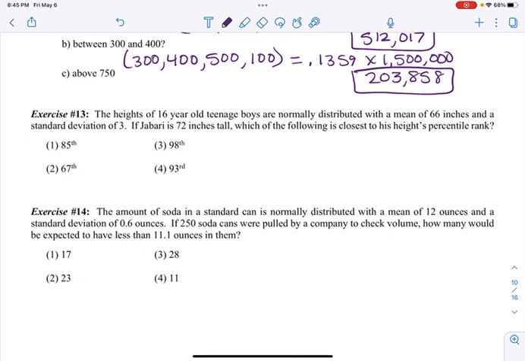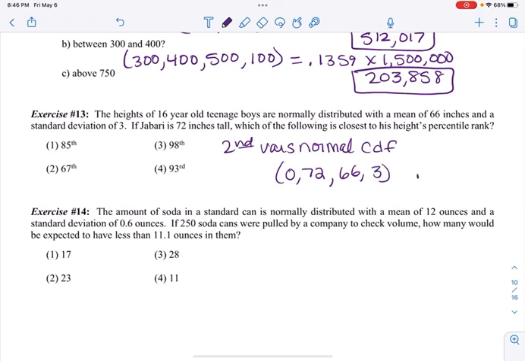Just to see something else. Heights of 16-year-old teenage boys are normally distributed with a mean of 66 and a standard deviation of 3. If Jabari is 72 inches tall, which of the following is closest to his height's percentile rank? I'm going to use my calculator. I can use that normal distribution, but I think the calculator will just, boom, give you that answer. The lowest score is 0. His score was 72, so that's the upper. The mean is 66, and the standard deviation is 3. Then I hit enter, and I get 0.977. So basically, he's in the 98th percentile.